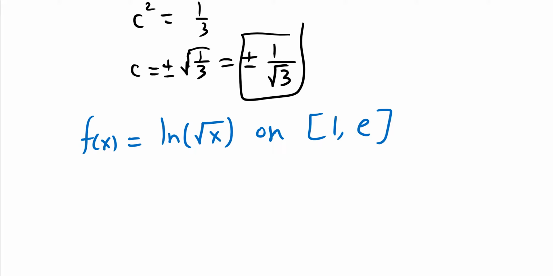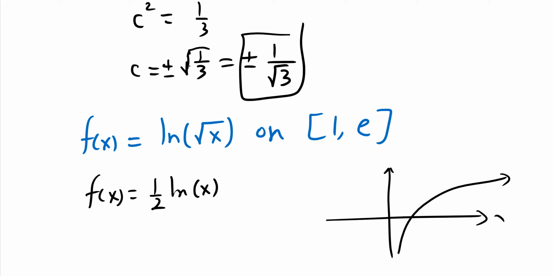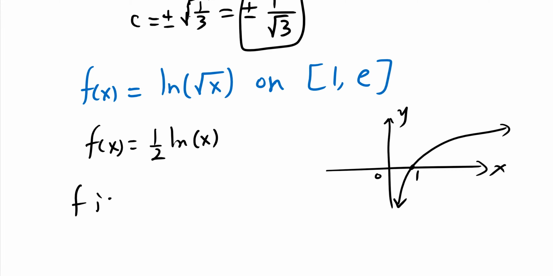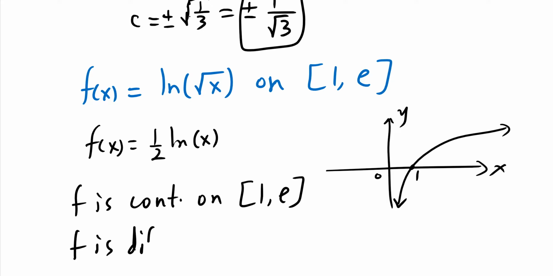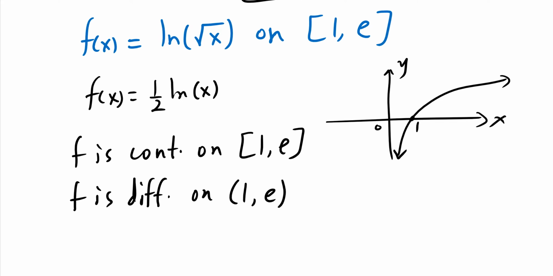This function, if you'd like to rewrite it, you can rewrite the square root as 1/2 and bring it down. We know how the graph of ln of x looks, right? This function is continuous, so f is continuous on the closed interval [1, e], and f is differentiable on the open interval (1, e). So I found that it's continuous and differentiable.